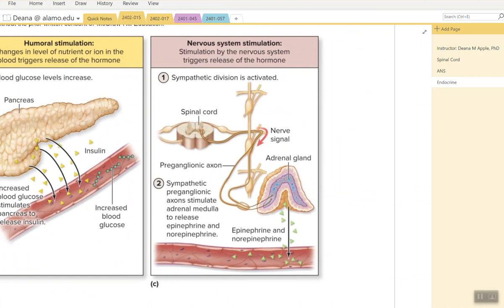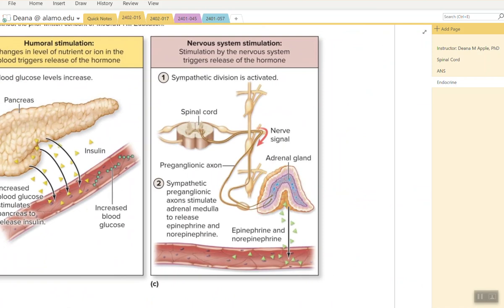This is an example of nervous system stimulation of the endocrine system. So the adrenal gland is an endocrine gland. It's stimulated through the sympathetic nervous system through this adrenal medullary pathway to release epinephrine and norepinephrine, which are dumped into the bloodstream. So here they're acting as hormones, not necessarily as neurotransmitters. So it depends on where and how that epinephrine and norepinephrine is released.